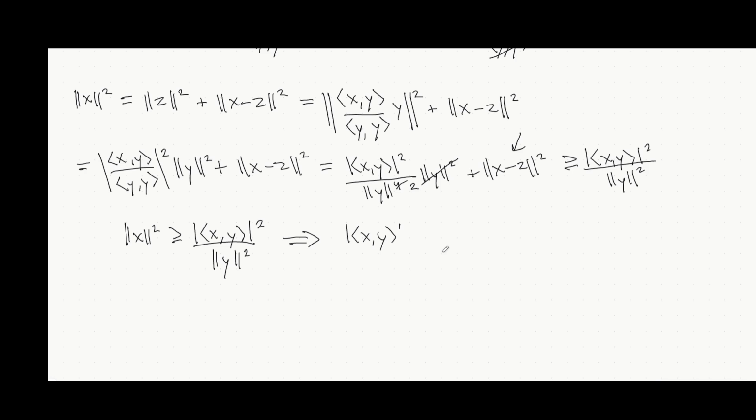rearranging, we have that the modulus of the inner product of x with y, squared, is less than or equal to the product of the squares of the norms. So we've shown the inequality, but there's also another property of this inequality, and that is that we get equality here if and only if x is parallel to y, or in other words, x is some scalar multiple of y.